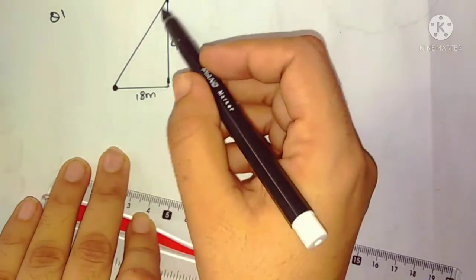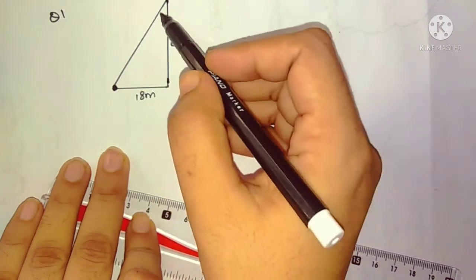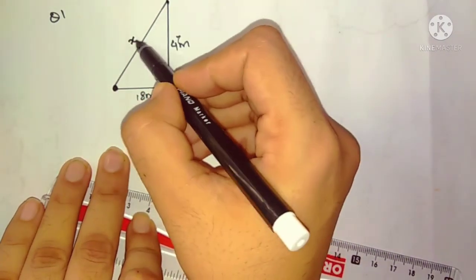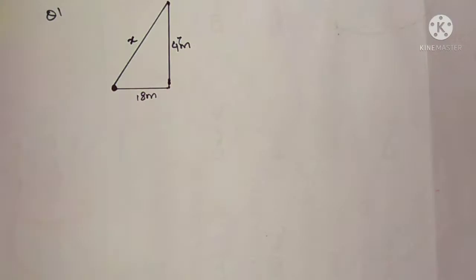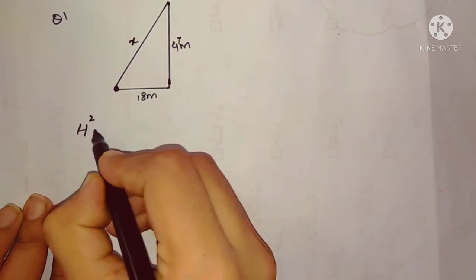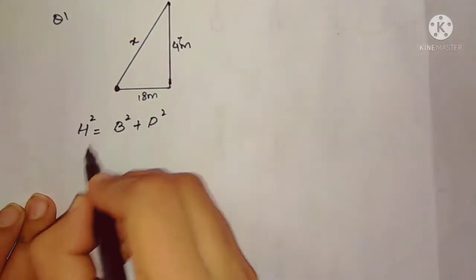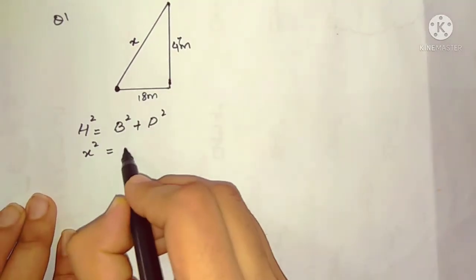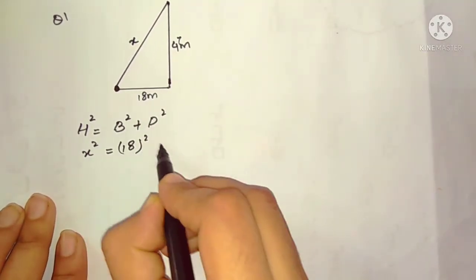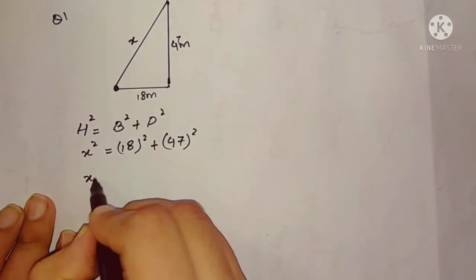So these are the cables now. So you have to find out the length of each cable. So it means that you will find out this value, which is the hypotenuse. Now in this question you will use the Pythagoras theorem, and you know that the Pythagoras theorem is hypotenuse square is equal to base square plus perpendicular square. So hypotenuse is x, you will take the square of x. Base is 18, so you will take the square of 18. Perpendicular is 47, so you will take the square of 47.